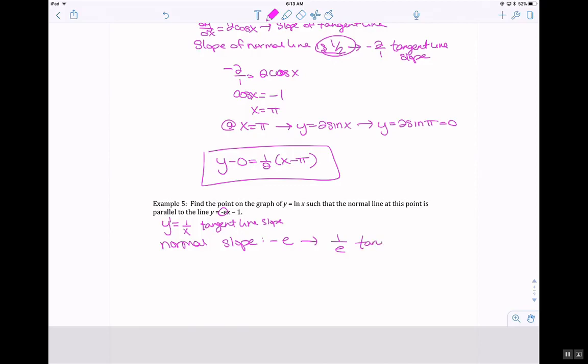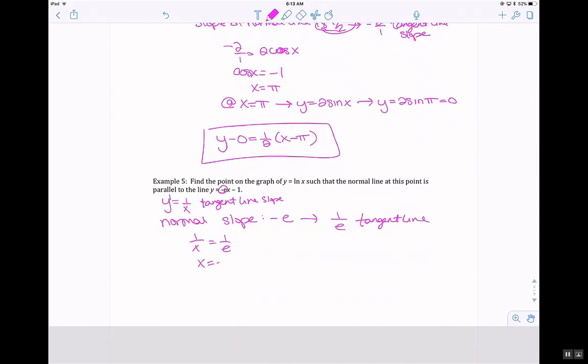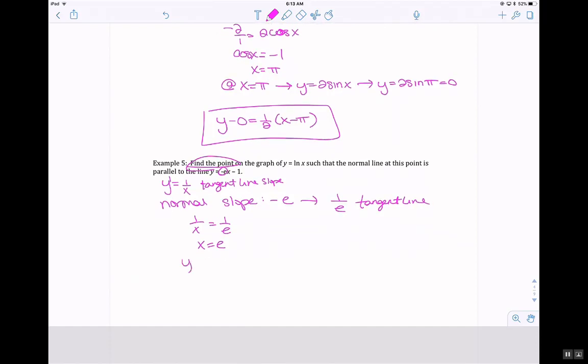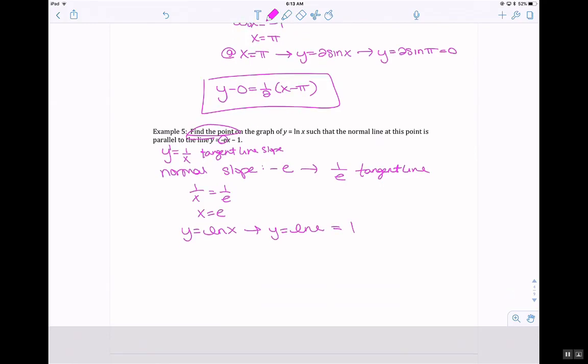So that means that 1 over x is equal to 1 over e, cross multiply, so x has to be e. And remember, I'm looking for the coordinate point. So y is equal to ln of x, which means that y is equal to ln of e, which is 1. So my coordinate point is e comma 1.